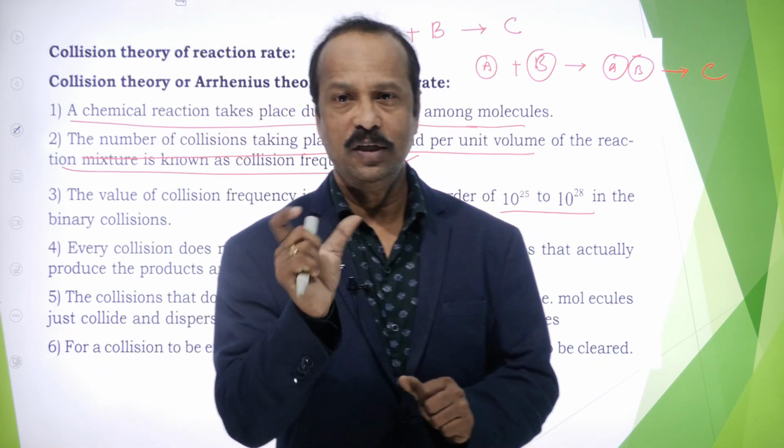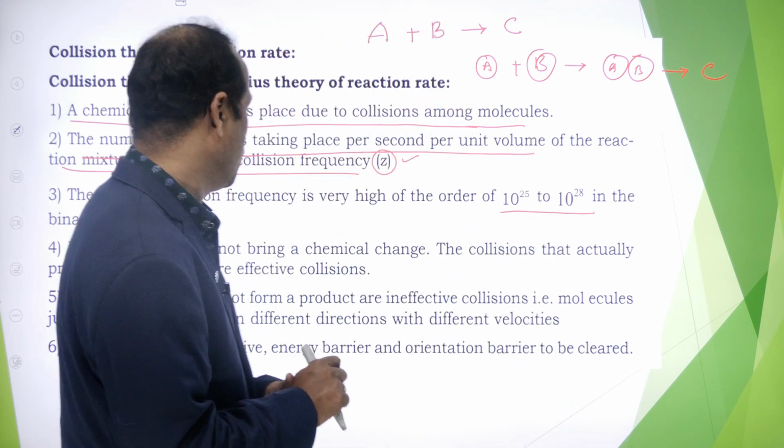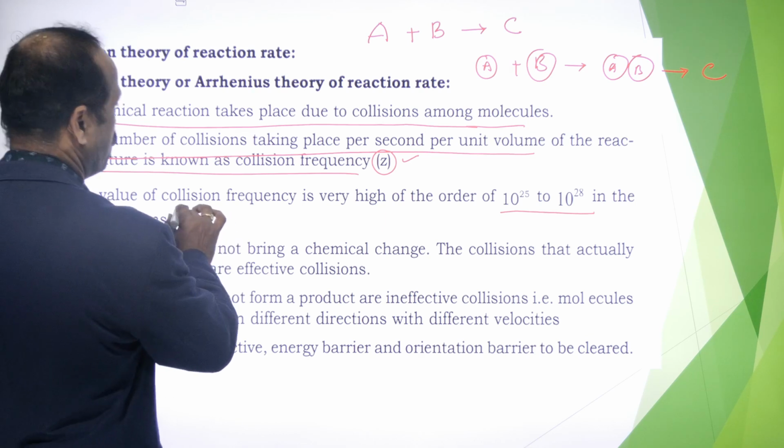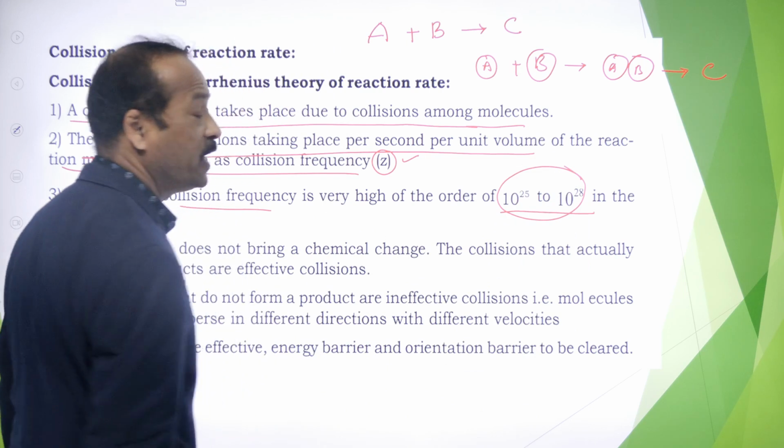So it consists of only 2 atoms, 2 molecules. So that's called a binary collision. So the value of collision frequency is how much? 10 to the power of 25 to 10 to the power of 28.